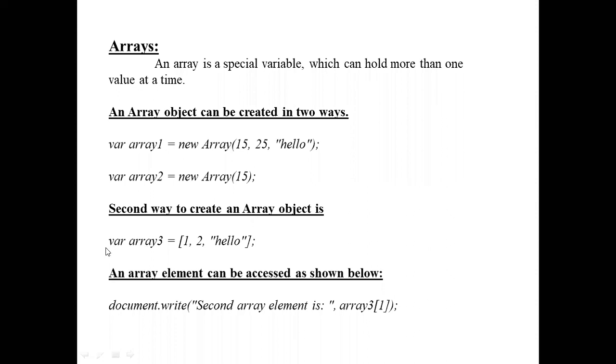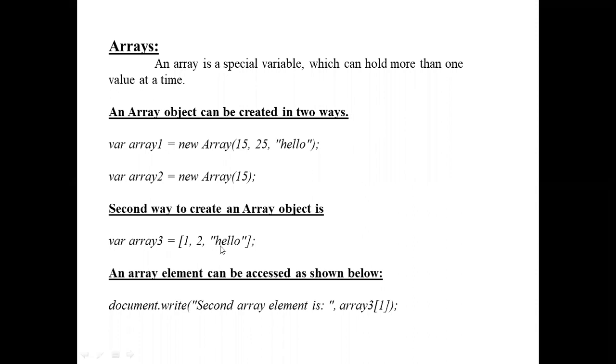Next, the second way to create the array object is var array3. Here we are using the square brackets and inserting the elements into the array. So var array3 = [1, 2, "hello"]. That is, 1, 2, hello are the elements of array3.